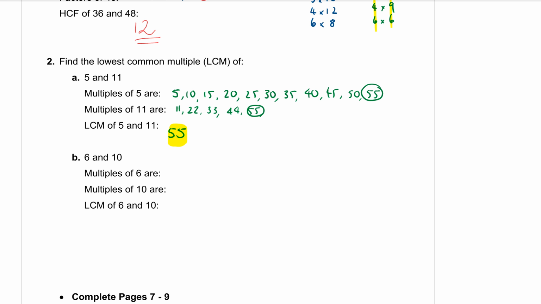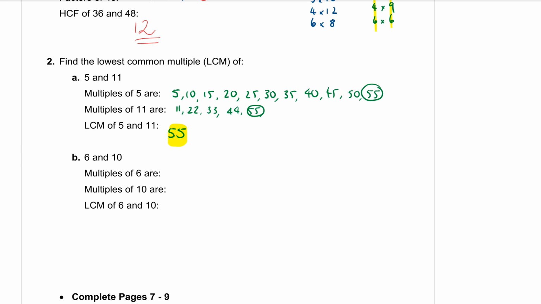Ronan? Wouldn't the only common factor be 1? Yes, correct. The only common factor, if you were to list out all the factors of 5, you only get 1 and 5. If you were to list out all the factors of 11, it's only 1 and 11. They're both prime numbers. So the only factor that both of them have is the number 1.